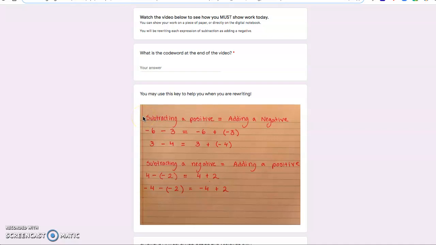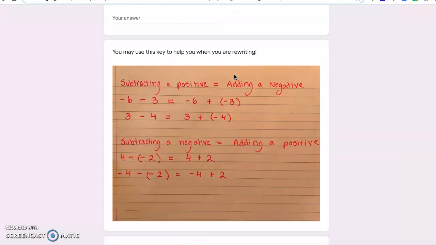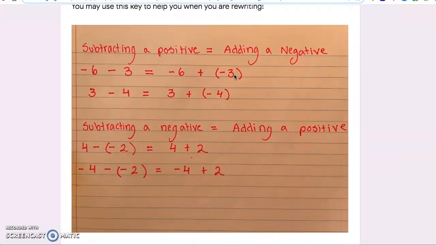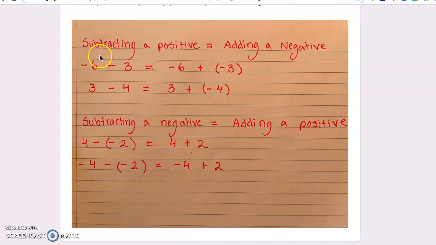So here's what you're going to do today. You're going to have subtraction and you're going to rewrite each subtraction with addition. Here I use this key to help you and remind you of the rules. So if I have -6 minus 3, that is the same as -6 plus -3. And remember, the first number always stays the same. So the -6 stays as -6, the 3 stays as a 3, the first number does not change at all.